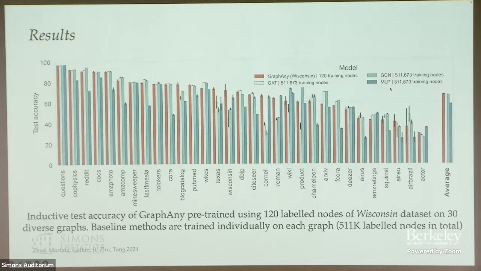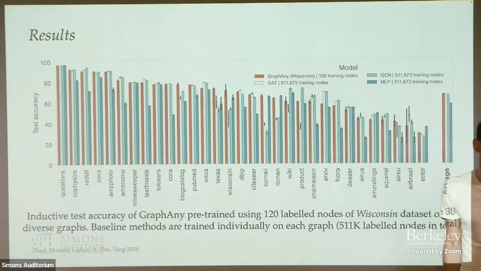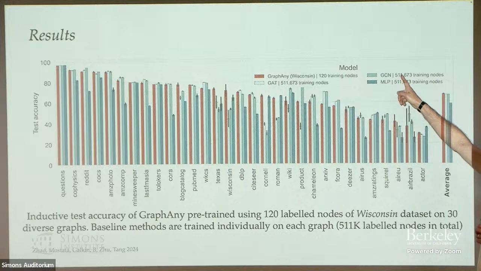So we can actually see that it works extremely well. Here's an example. We train this model on one graph, Wisconsin. It's a small graph that is heterophilic, and we use only 120 training nodes. So it's a tiny training set, right? And we compare it to standard GNN models where the training set size is something like 500,000 nodes. So we have 3 orders of magnitude difference in the size of the training set. And you see that this model actually works better than the state-of-the-art baselines.